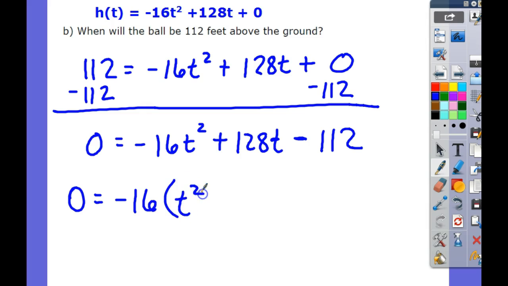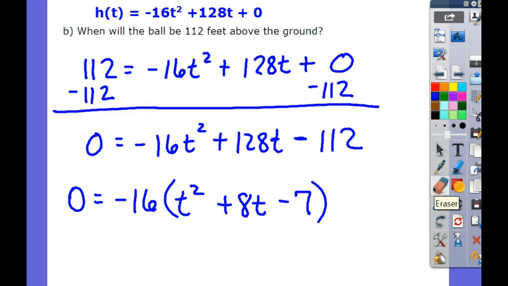128 divided by 16 would give me an 8t right here. 112 divided by 16 would give me a -7 here. Is that going to factor? What are the factors of 7? It's not going to factor because that's negative. Ah, I made a sign mistake. Can you find my sign mistake? I made 2 sign mistakes.